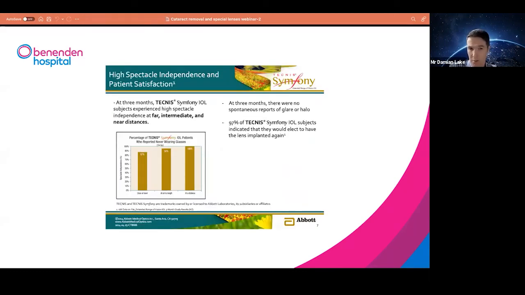This is a different lens, but of similar outcomes, which show that most people who have multifocal lenses, who are counseled properly preoperatively to expect the compromises and the advantages, would elect to have the implanted lens again, and there's a very high satisfaction rate with those lenses.